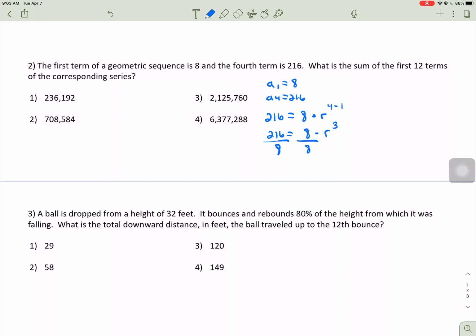Divide by 8. You get 27 equals r cubed, and you take the cube root, and you get r equals 3. It's multiplied by 3. And you can even see that works. 8, something, something, 216. So if you multiply by 3: 8, 24, 72, and then multiply by 3, 216. So that does work. So the rate is 3.